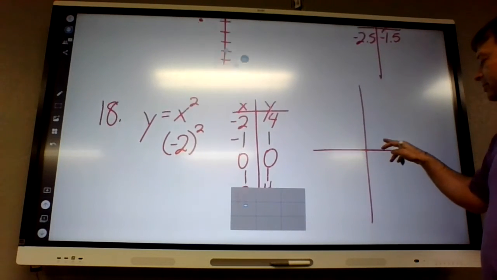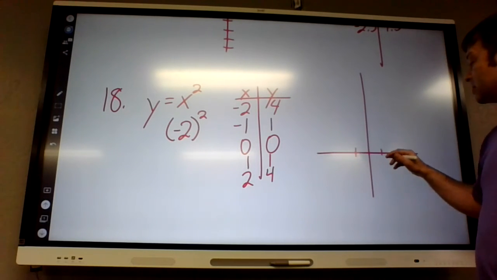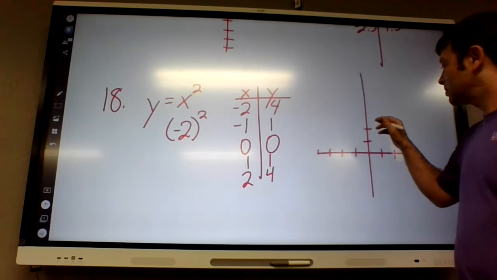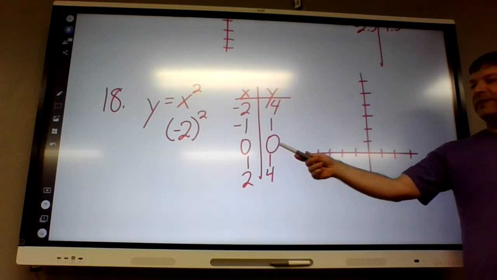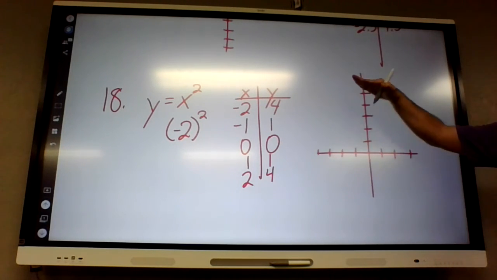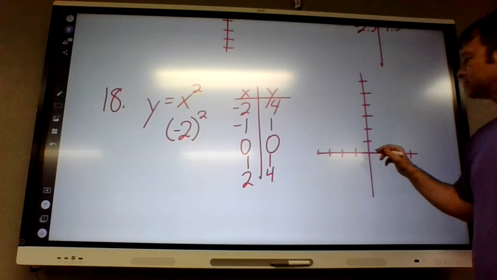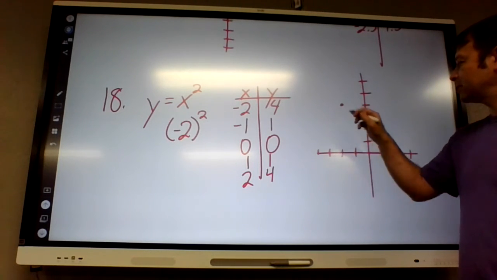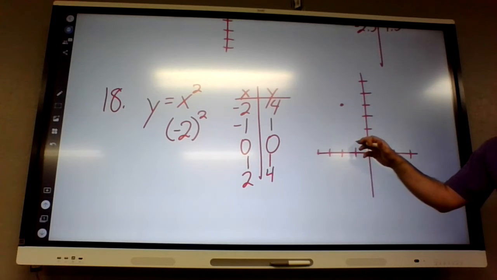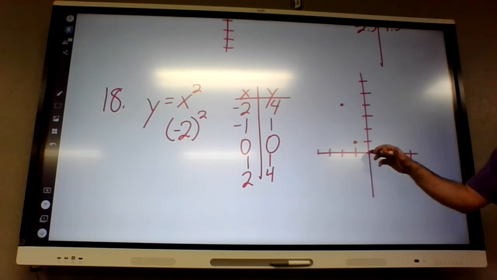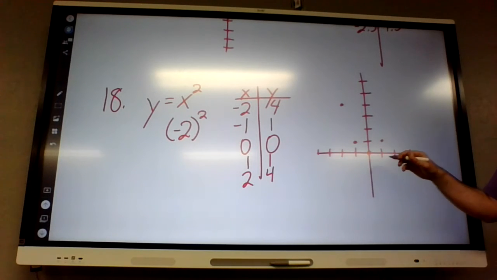All right, so really don't need this bottom part. Well, the lowest y value is 0, so yeah, it's going to be going up. So where is -2, 4 at? Left 2, up 4. Where is -1, 1 at? Left one, up 1. And then 0, 0, there. And then it's on the other side, you know, like right 1, up 1, and 2, 4. It's on the other side again, you know.